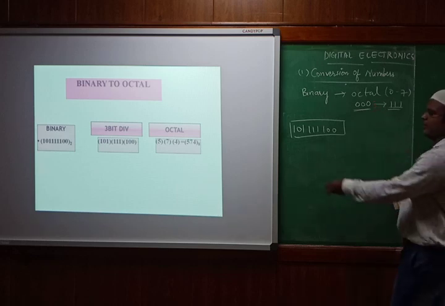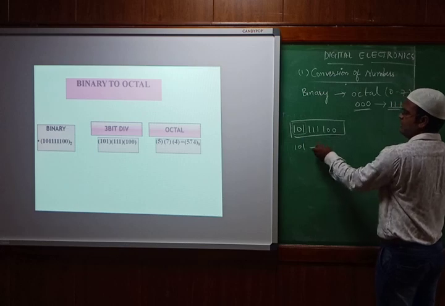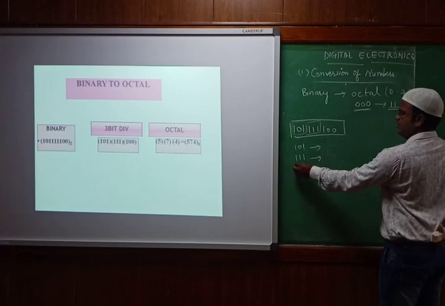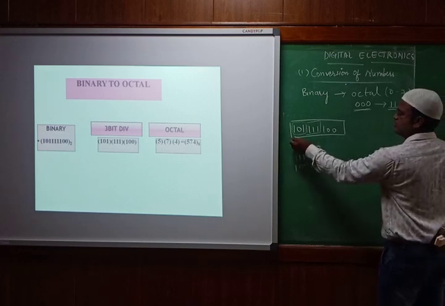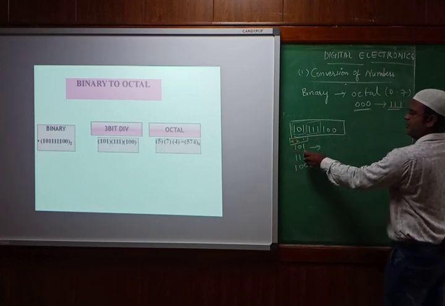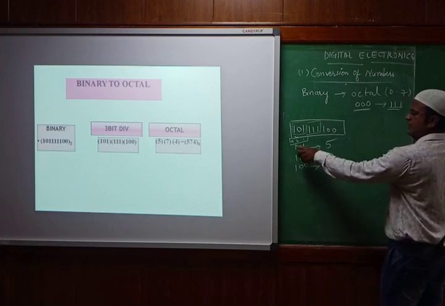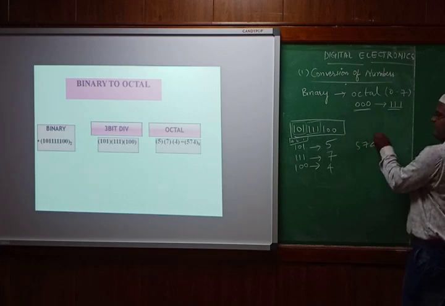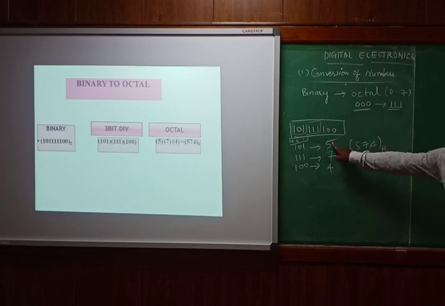In order to do that, I am combining the starting 3 digits. The first is 101, next I got 111, and next I have 100. So 101 means 2 power 0 is 1, this is 2, this is 4. So 4 plus 1 makes 5. Similarly, 4 plus 2 plus 1 is 7. Next is 4. So I can write 574 in octal. With the base 8, this indicates the binary number has been converted into octal form.